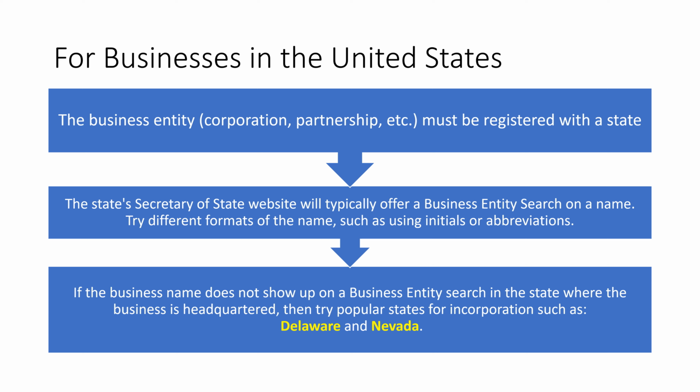The best place to start looking at a Secretary of State website to research a business entity would be on the state where the business is headquartered. But it's not always the case that a business is registered in the same state as it has its headquarters. If you don't find the business on the Secretary of State website in the state where the business is headquartered, then try popular states for incorporation, such as Delaware and Nevada.